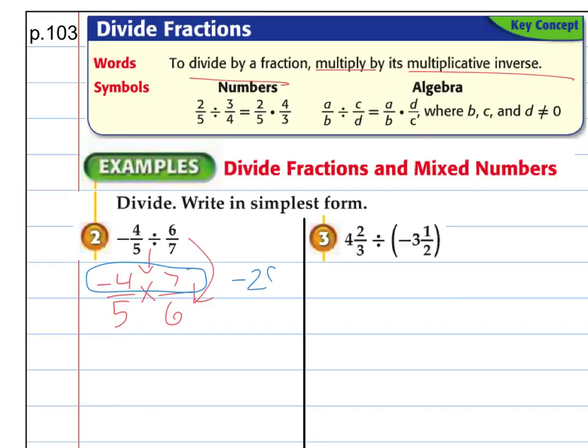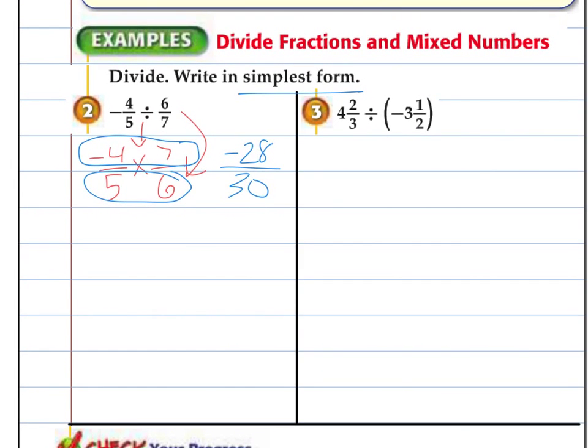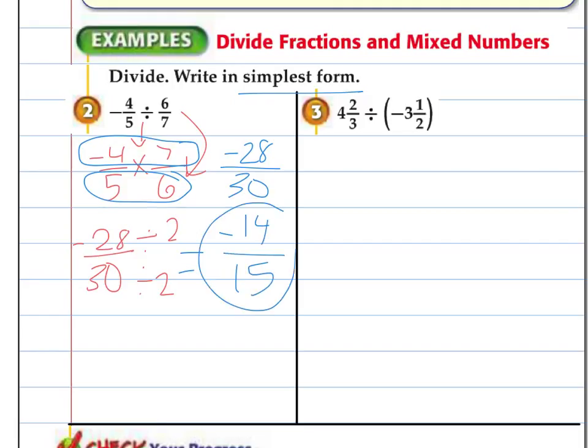That's negative 28/30. They want this in simplest form, so I find the common factors. Negative 28/30, they share a factor of 2. So I get negative 14/15 is the quotient of these two.